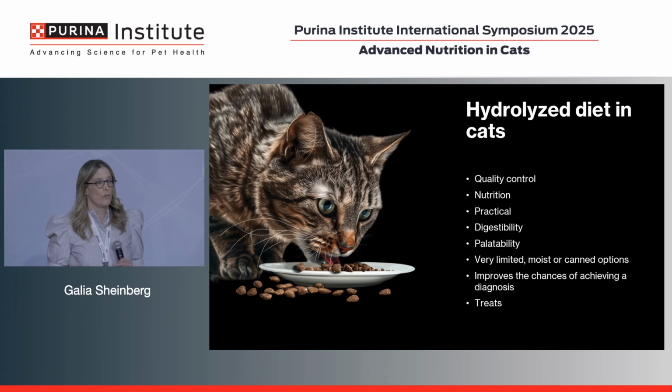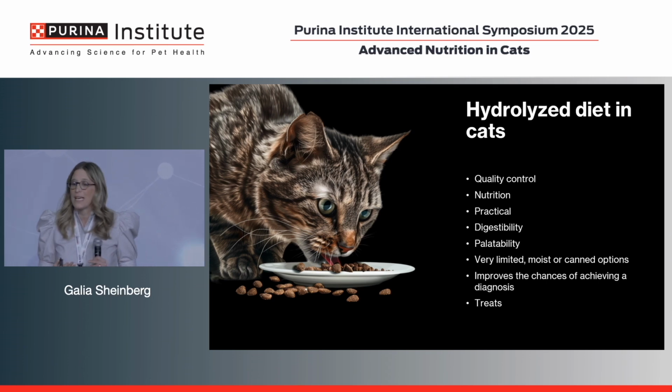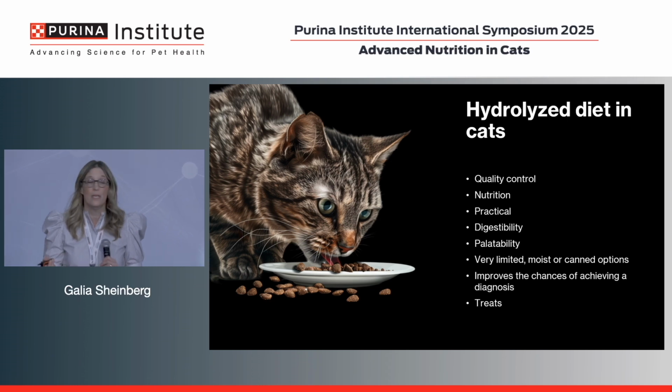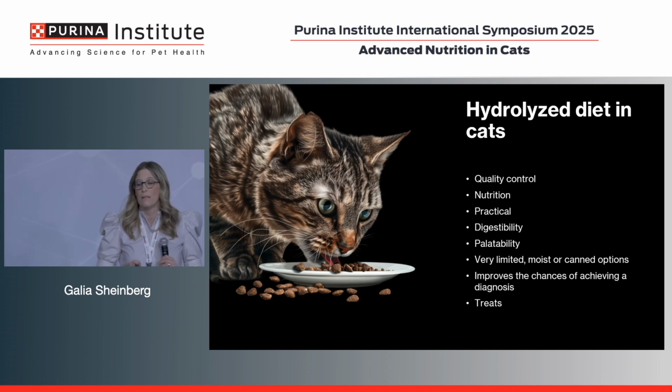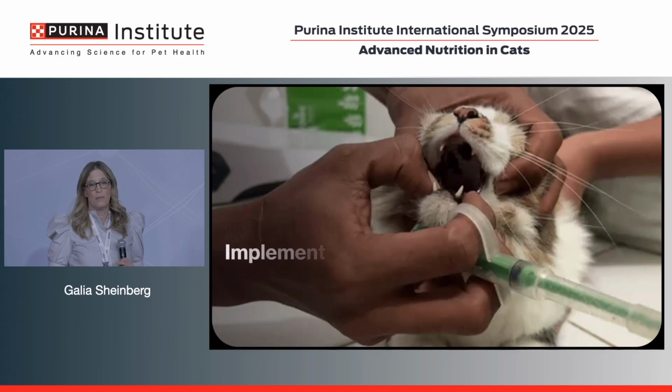What do we use? We try to use hydrolyzed diets. And I will tell you that most of our owners uptake hydrolyzed diets, and the reason that we like them is because the quality control is good. We know that there's not anything that is not in the label. The nutrition is complete and balanced. They're practical, they're available. They have great digestibility for cats that have GI problems. They are kind of limited because they don't have moist options, and that can be a problem in cats, and we don't have treats available.